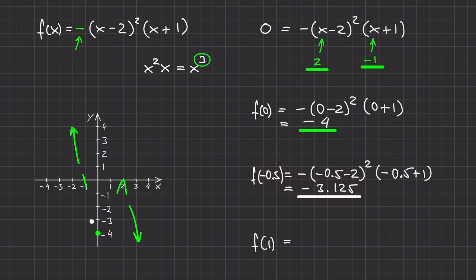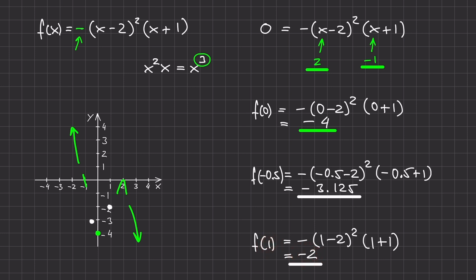F of 1 equals the negative of 1 minus 2 in parentheses squared times 1 plus 1 in parentheses. Negative 1 squared is 1, and negative 1 times 2 is negative 2. So the point 1 comma negative 2 is also on the graph.